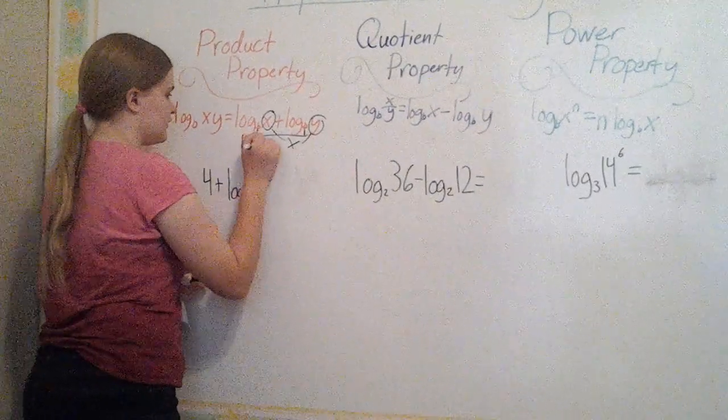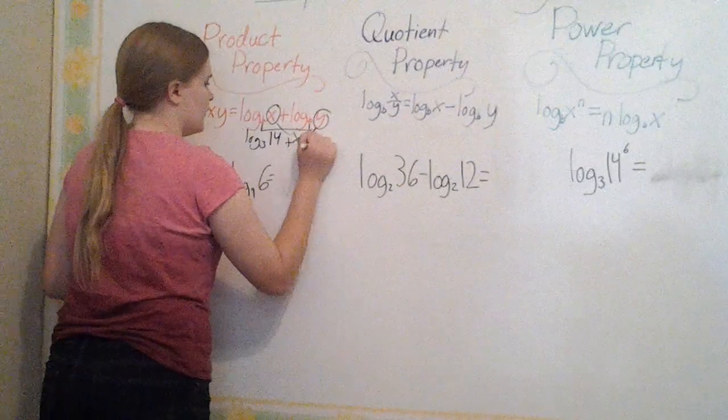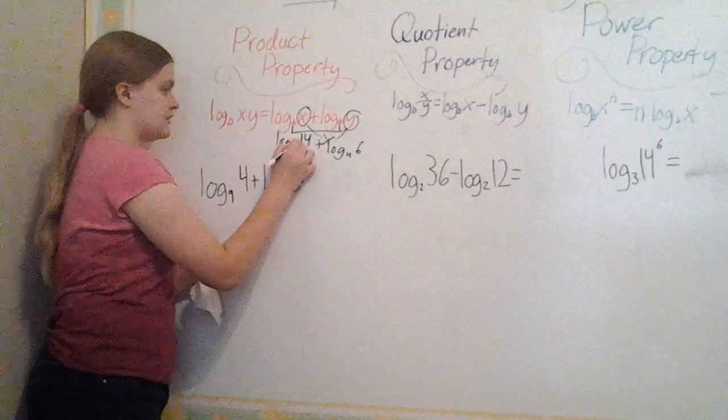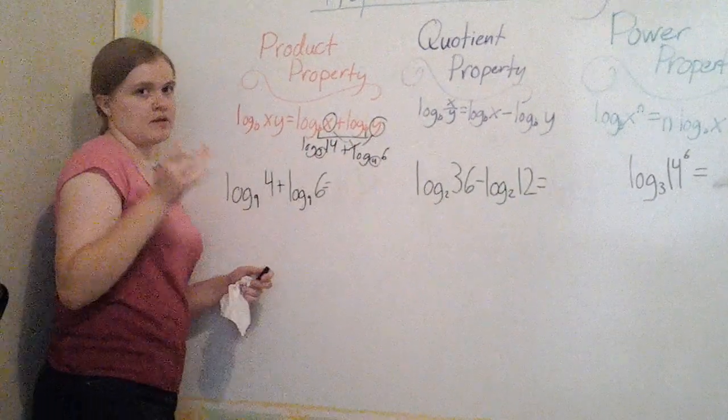So if the bases are the same, you can add them together, but if they're not, like log base 3 of 14 plus log base 4 of 6, this cannot be added together because this is a 3 base and this is a 4 base. Only when they're the same base can they be added together.